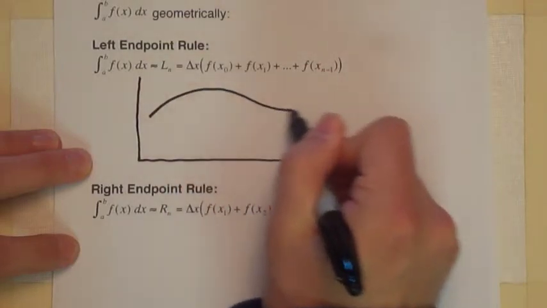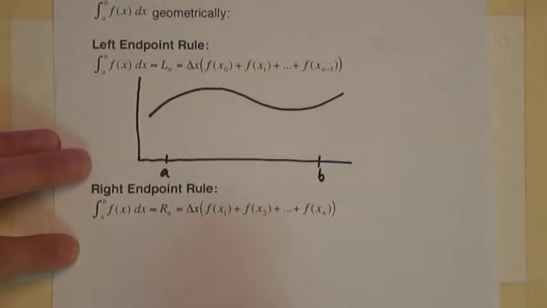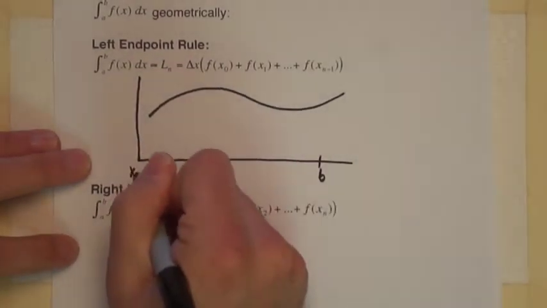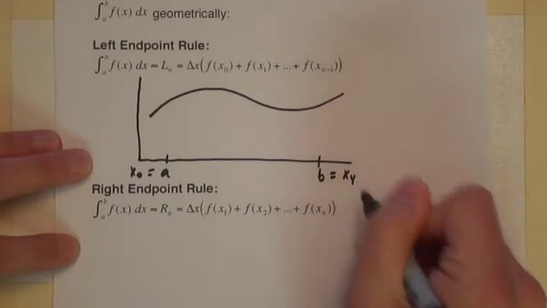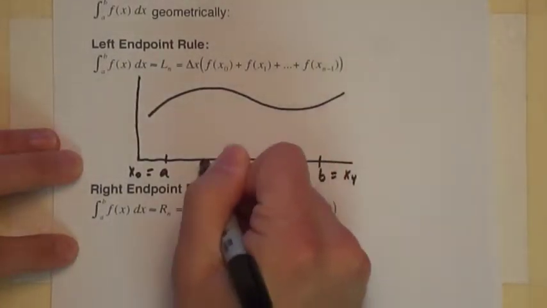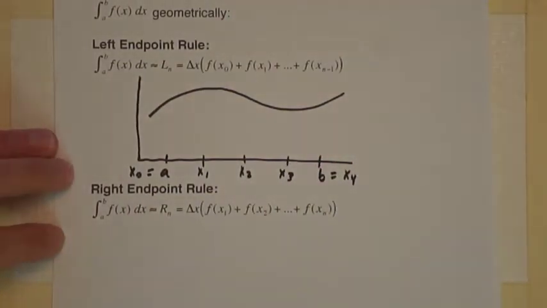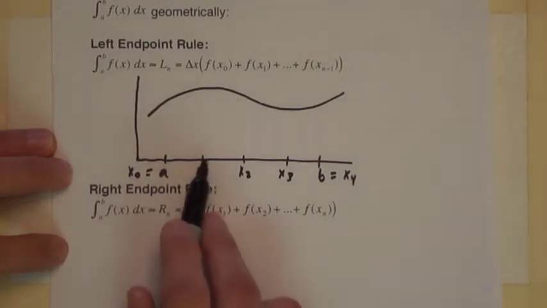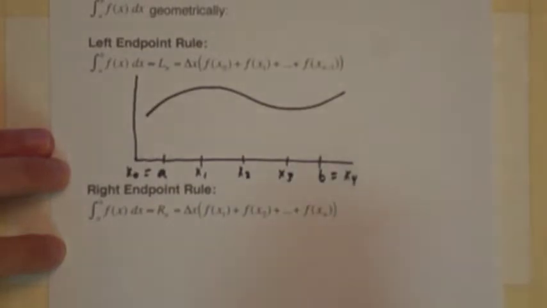Suppose here's our function, and we're going from a to b. We want to find the area. We're going to call a x0 and let's say b x4. So here we'll take n to be 4. We're going to evenly divide our interval from a to b into 4 intervals: from a to x1, x1 to x2, x2 to x3, and x3 to x4.